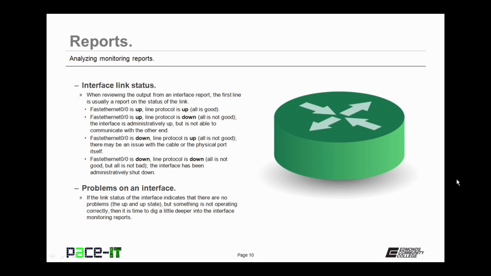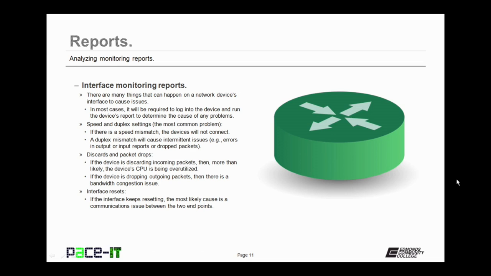If the link status of the interface indicates that there are no problems, as in it's in an up and up state, but something is not operating correctly, then it's time to dig a little bit deeper into that interface monitoring report. There are a lot of things that can happen on a network device's interface to cause issues. In most cases, you will be required to log into the device and run the device's report to determine the cause of any problems on that interface.